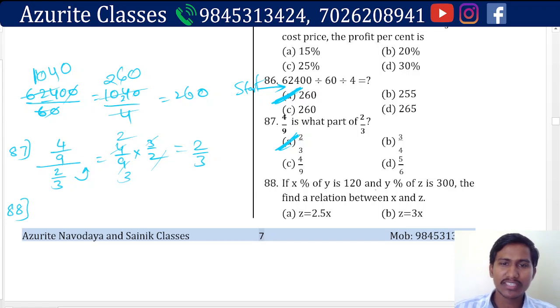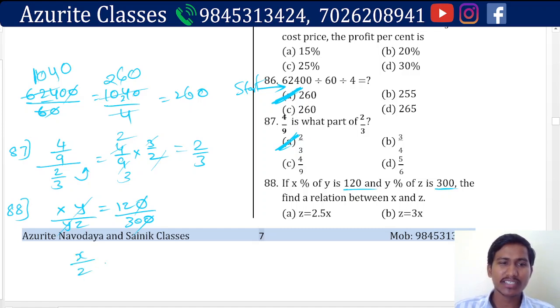X percent of y is 120 and y percent of z is 300. Then the relation between x and z. So x percent of y is equal to 120 and y percent of z is equal to 300. Divide both of them. So y cancels, and 10 and 10 cancel. What you do is x divided by z.